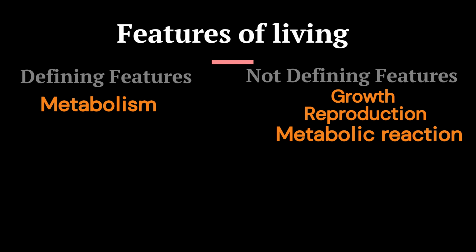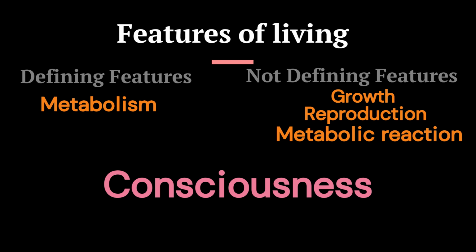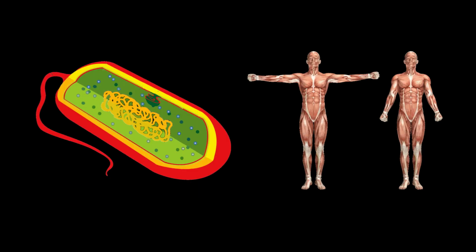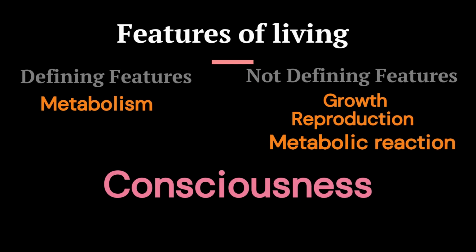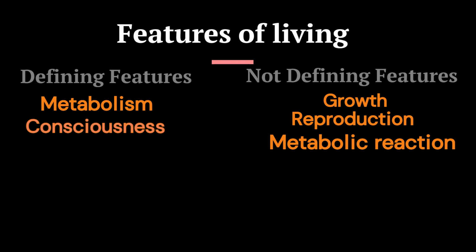Consciousness. The most complicated feature of living is the ability to sense and respond to those stimuli which could be physical, chemical, or biological. As we use our sense organs to sense the environment and respond accordingly, plants also respond to the external environment like pollution, light, water, minerals, etc. All living, whether it is the simplest prokaryote or the most complicated eukaryote, can sense the environment and respond accordingly. Since consciousness is not present in any non-living, hence we can say consciousness is a defining feature of living.